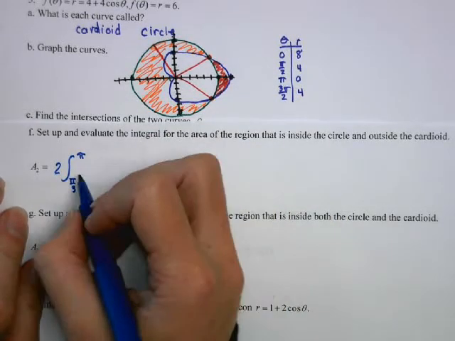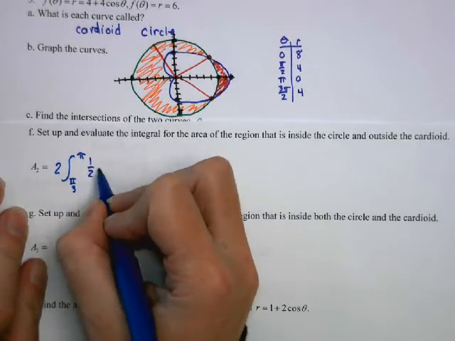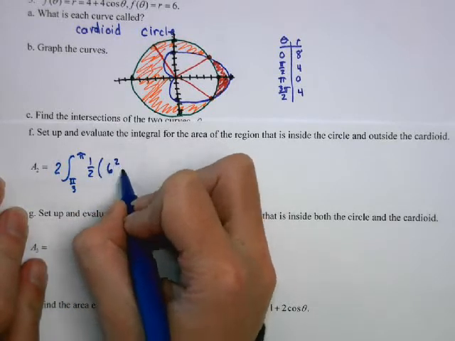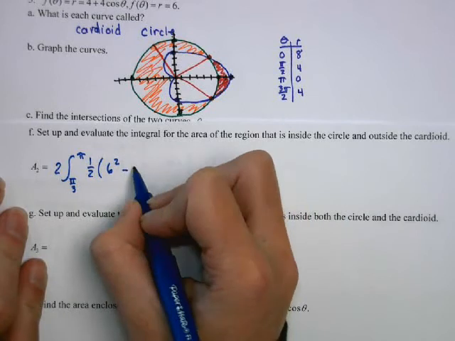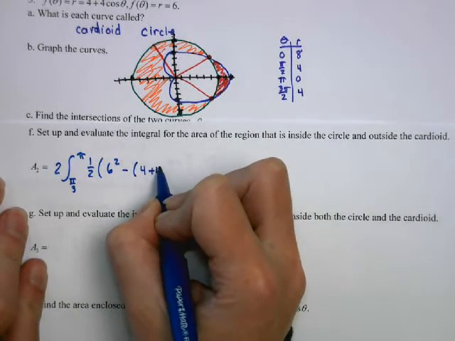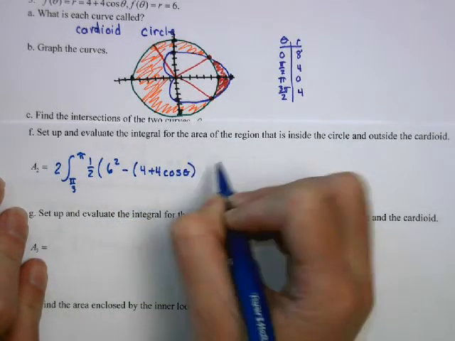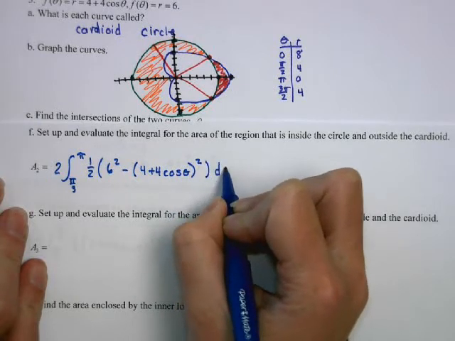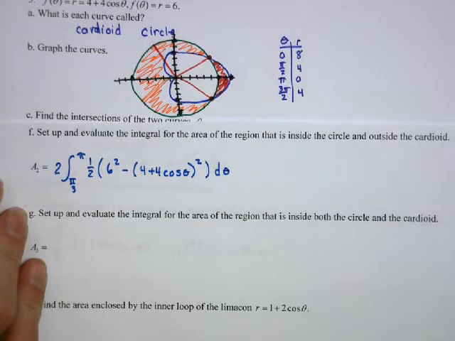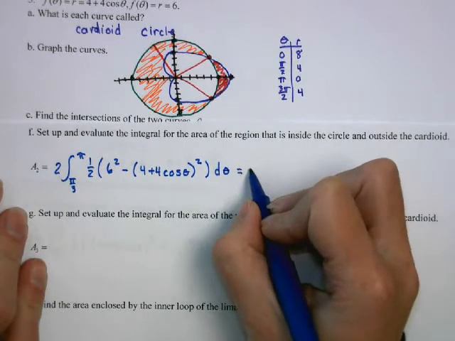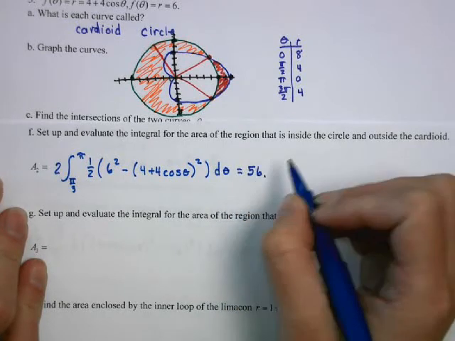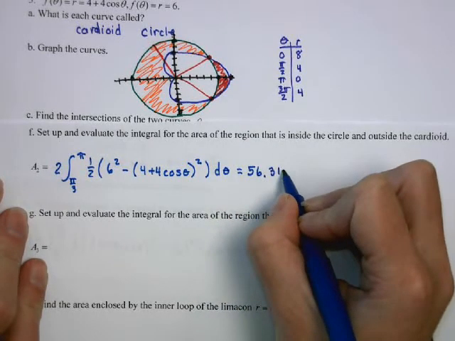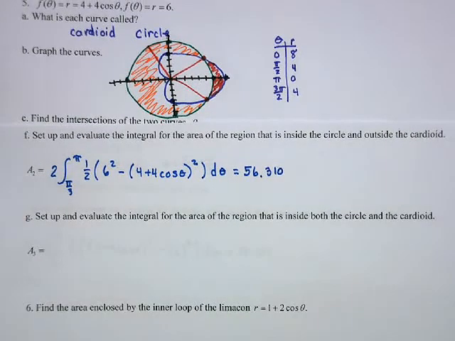The outside is now 6, so we're going to have 1/2 6 squared minus the inside, which is the cardioid. And again, we can just type this all in the calculator to get an answer. And there's our area.